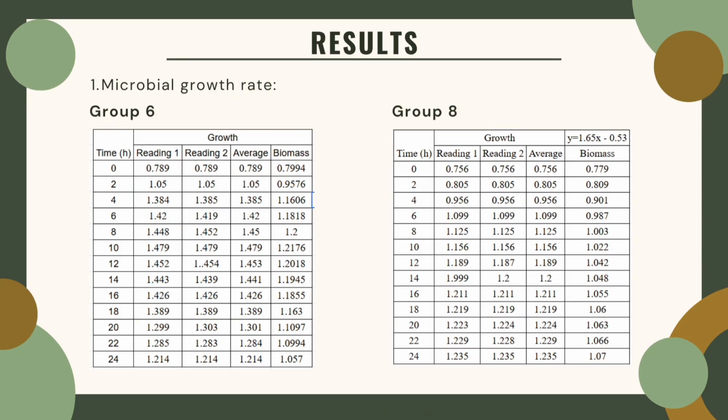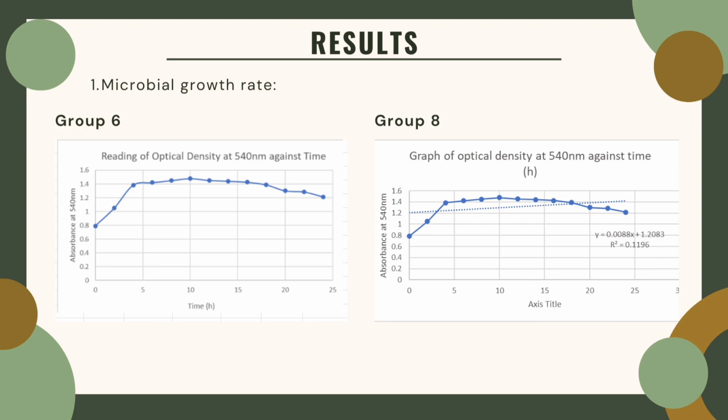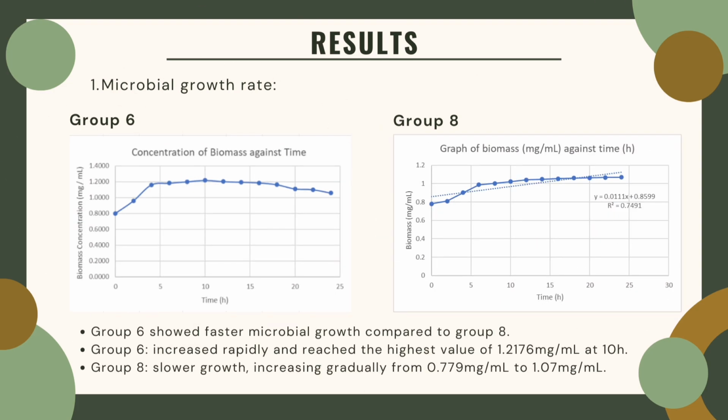Next, these are the graph of optical density at 540 nanometers against time and the graph of biomass concentration against time. This graph illustrates the change in optical density and biomass concentration over time. Group 6 showed a sharp increase during the first 10 hours, followed by stabilization, while Group 8 showed a slower and more gradual increase throughout the 24 hours. The plotted trend line confirmed that Group 6 reached its maximum growth earlier, while Group 8 continued to increase slowly until the end of the experiment.